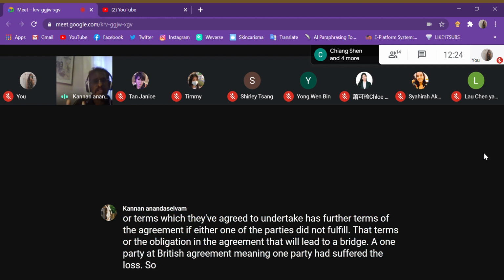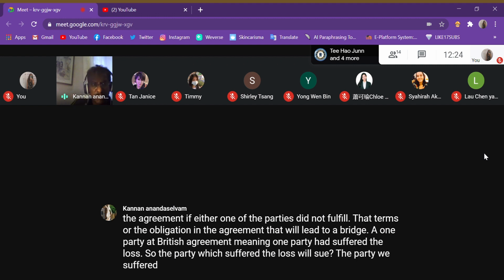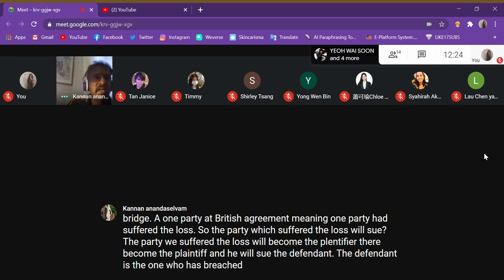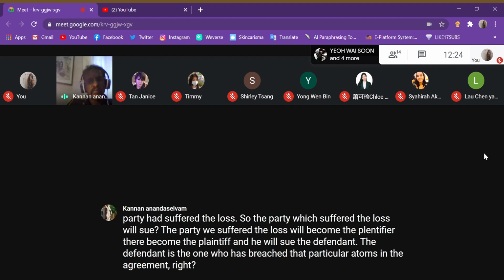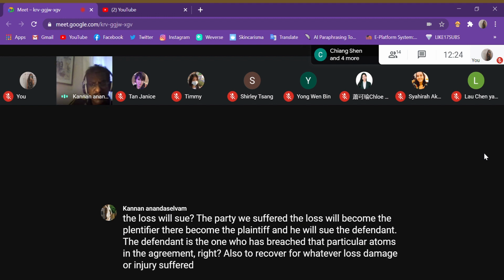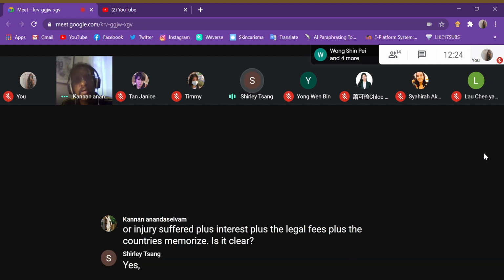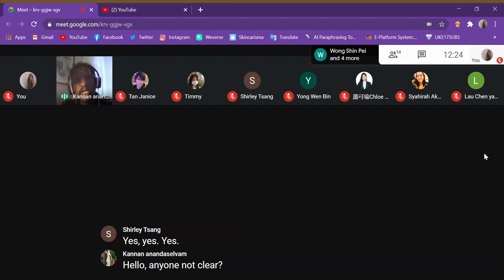The party which suffered the loss will sue. It becomes the plaintiff, and it will sue the defendant, who is the one who breached the terms in the agreement. The plaintiff sues to recover whatever loss, damage, or injury suffered, plus the interest, plus the legal fees, plus the court fees. Am I right? Is it clear? Hello? Anyone not clear? All clear.